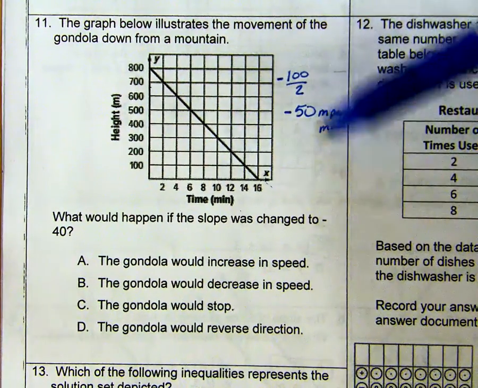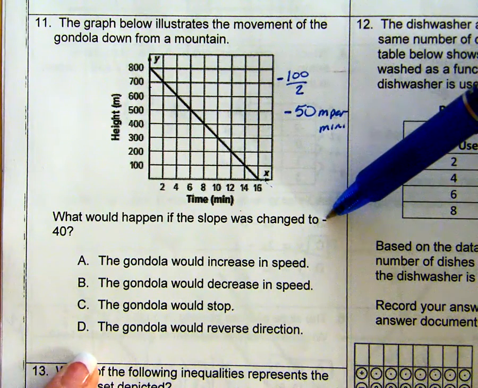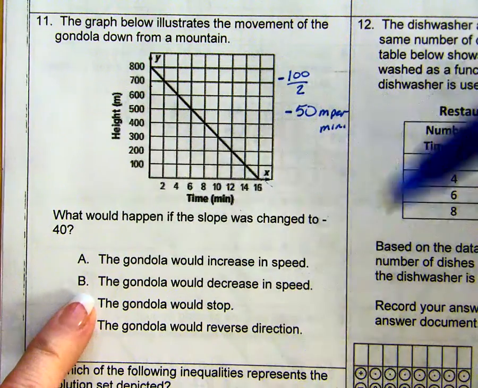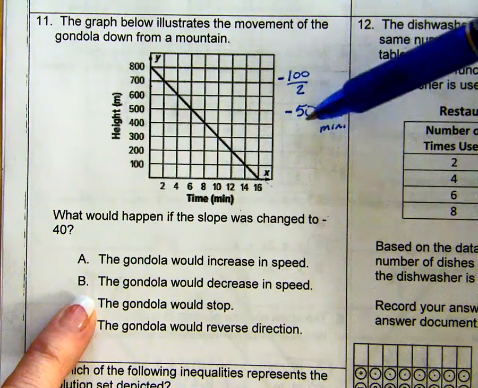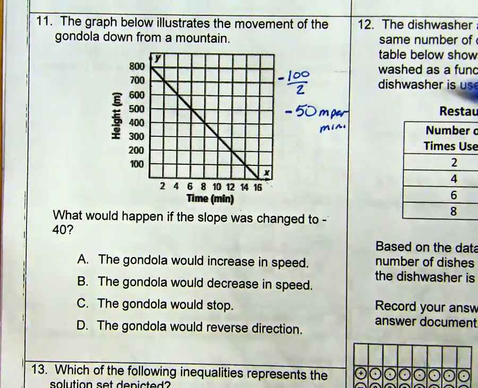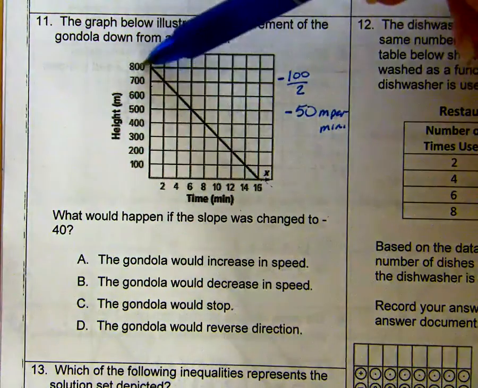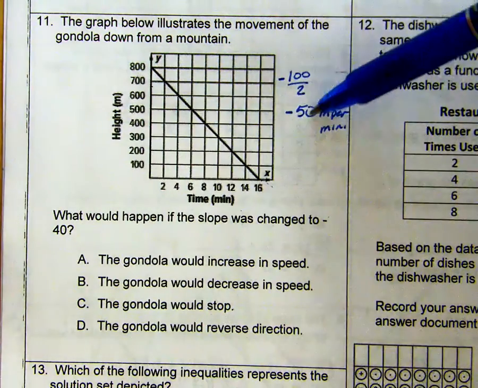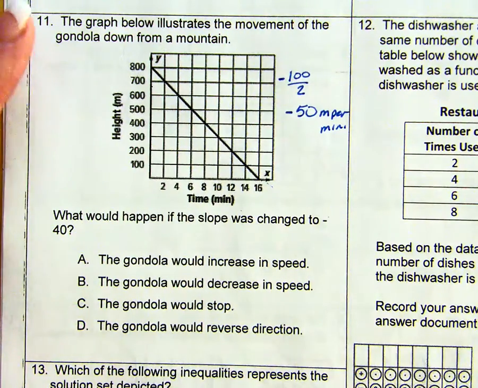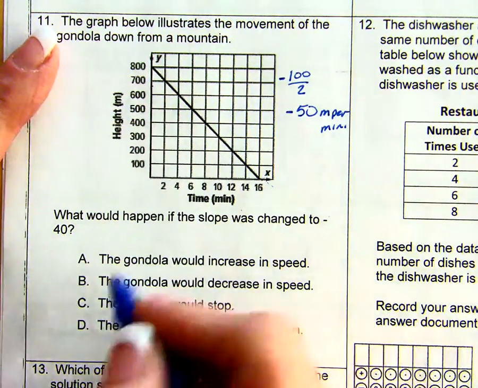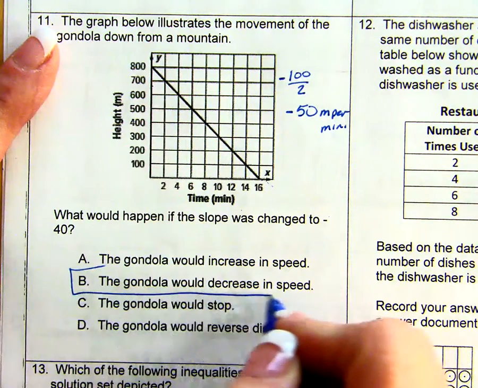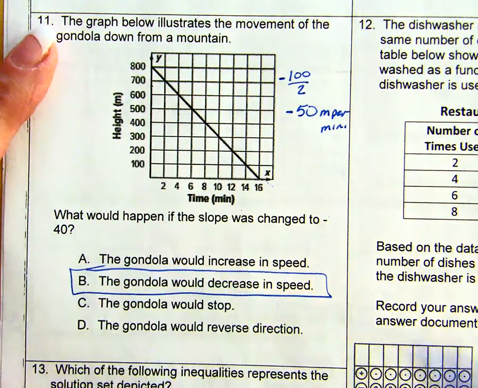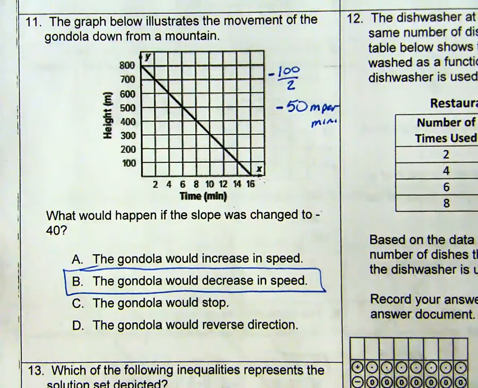Well, since we have a negative 50 and a negative 40, it has definitely not reversed direction, and it is not 0, so it has not stopped. So is a negative 40 a decrease or an increase in speed? The negative just tells us that we're going down. So is 40 a decrease from 50 or an increase from 50? And it is definitely slower, so it's going down at 40 meters per minute instead of 50 meters per minute, so it's a decrease in speed.